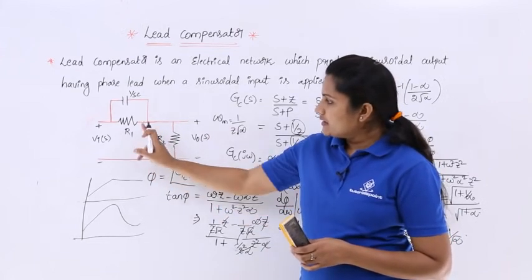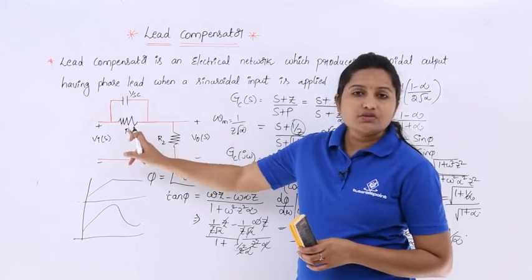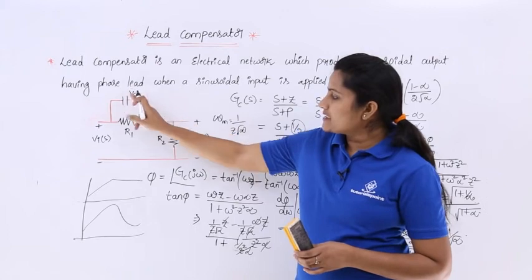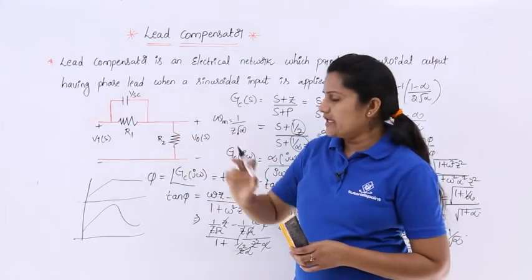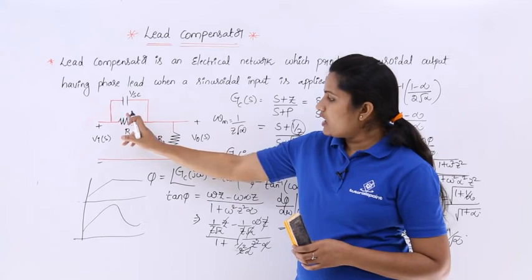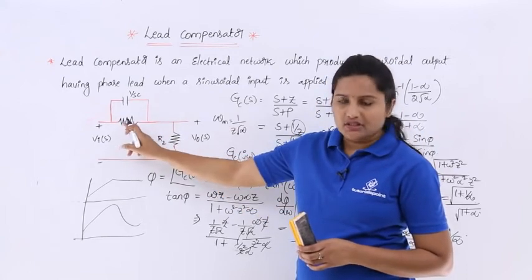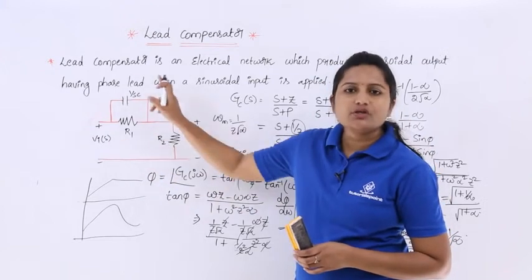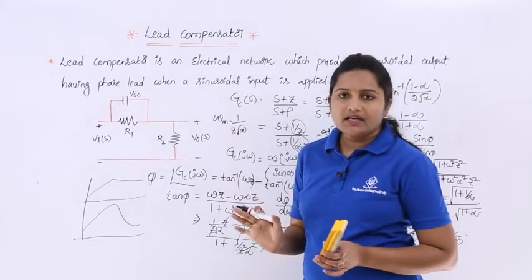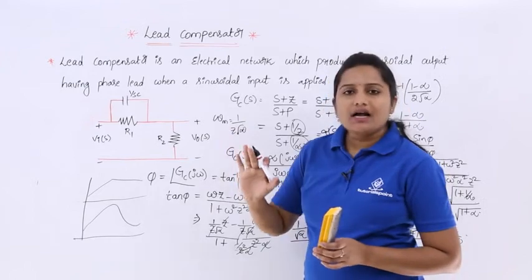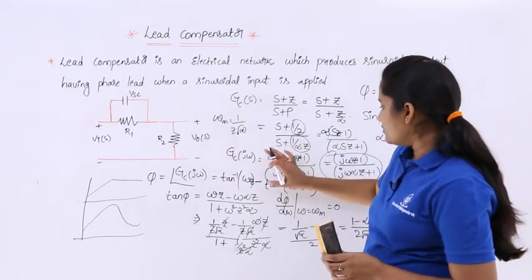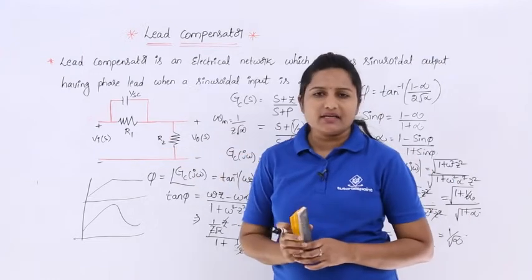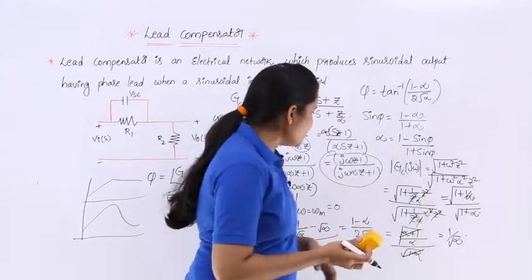Here these two are in parallel, so R1 into 1 by SC divided by R1 plus 1 by SC. Then these two are in series, so R2 by R2 plus this one you need to consider. Finally you need to compare with this equation. Whatever equation you have here, you need to compare that network with this equation. I will show you that.